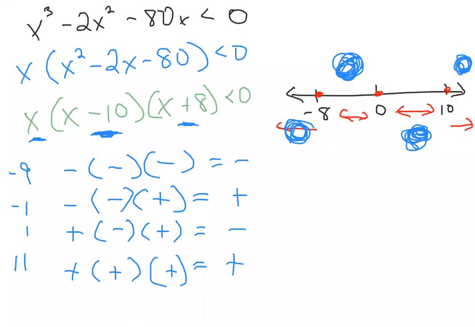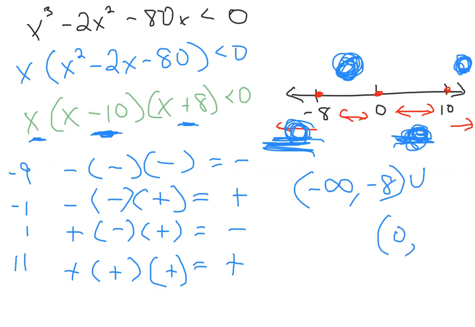So where am I below 0, or below the x-axis? This portion and this portion. This portion is coming from -infinity all the way up to -8. It goes back below at 0 to 10.